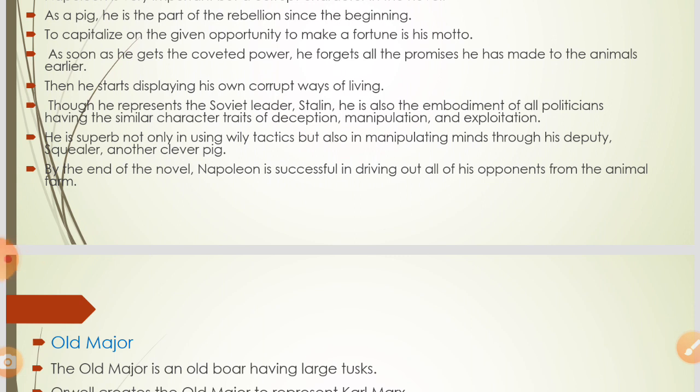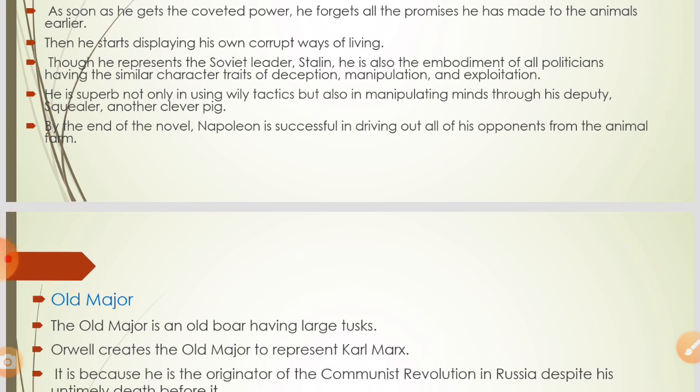Though he represents the Soviet leader Stalin, he is also the embodiment of politicians having similar character traits of deception, manipulation, and exploitation. He is superb not only in using tactics but also in manipulating minds through his deputy Squealer, another clever pig. With the help of Squealer, he manipulates and exploits other animals.